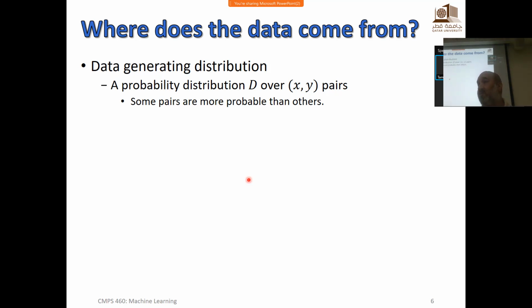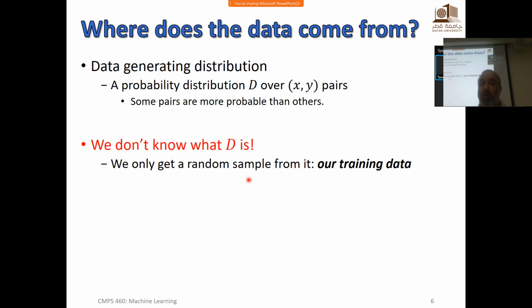Actually, we don't know this distribution. But we assume that there is a distribution by which the data was generated. So we don't know what D is, of course. What we only have is sample data from that distribution, which is the training data. That's all we have. Can we assume that the training data is everything? Of course not. Even if we have a very large amount of data that we can collect.